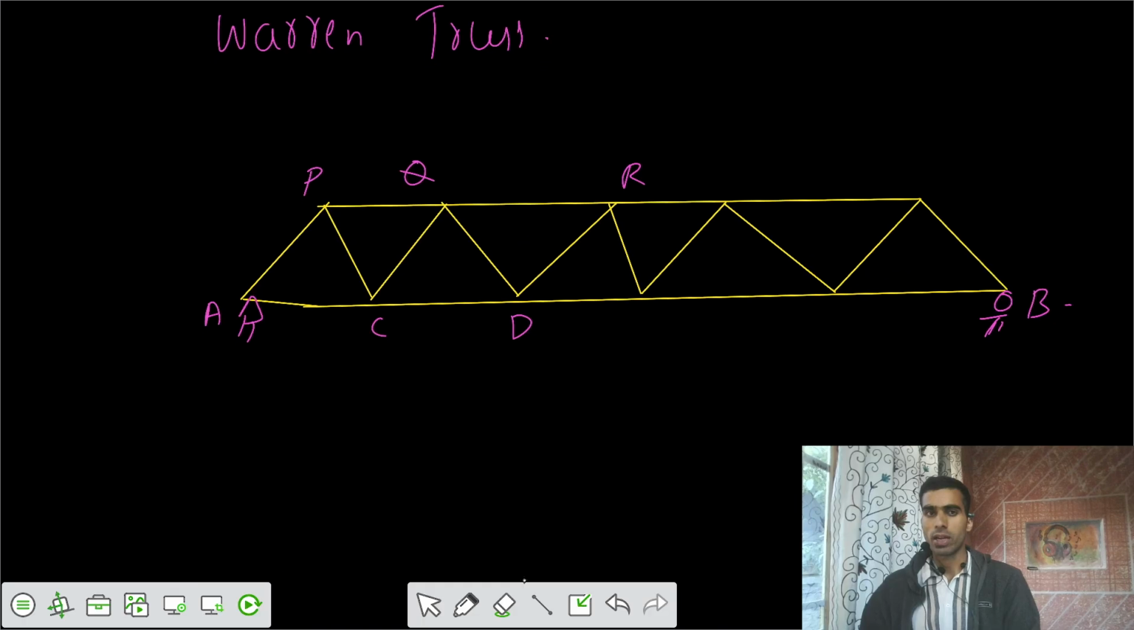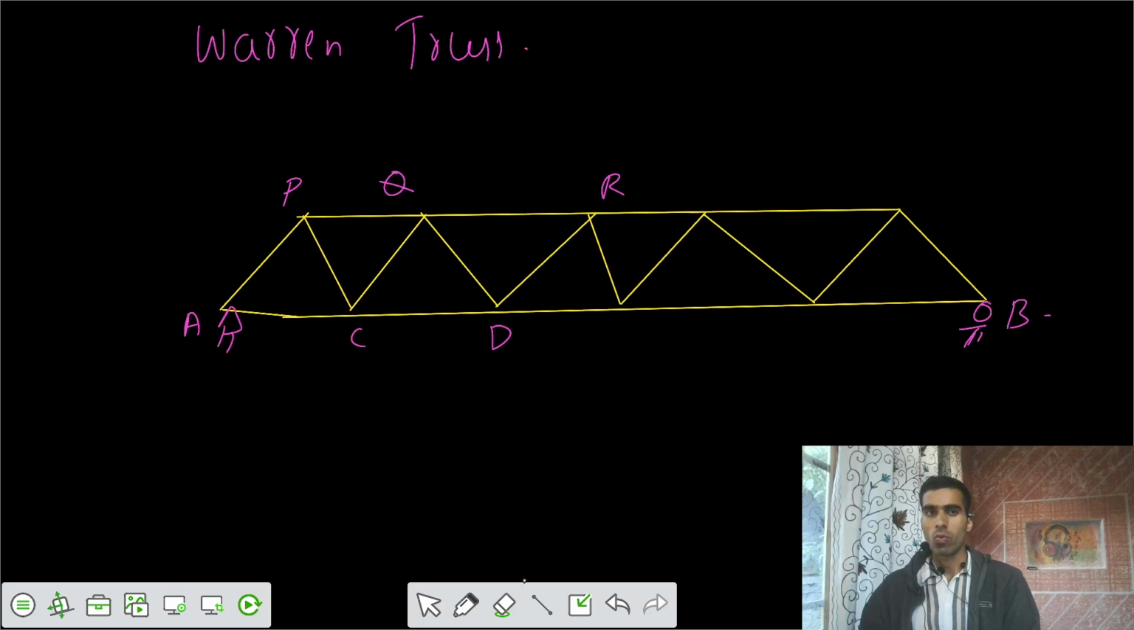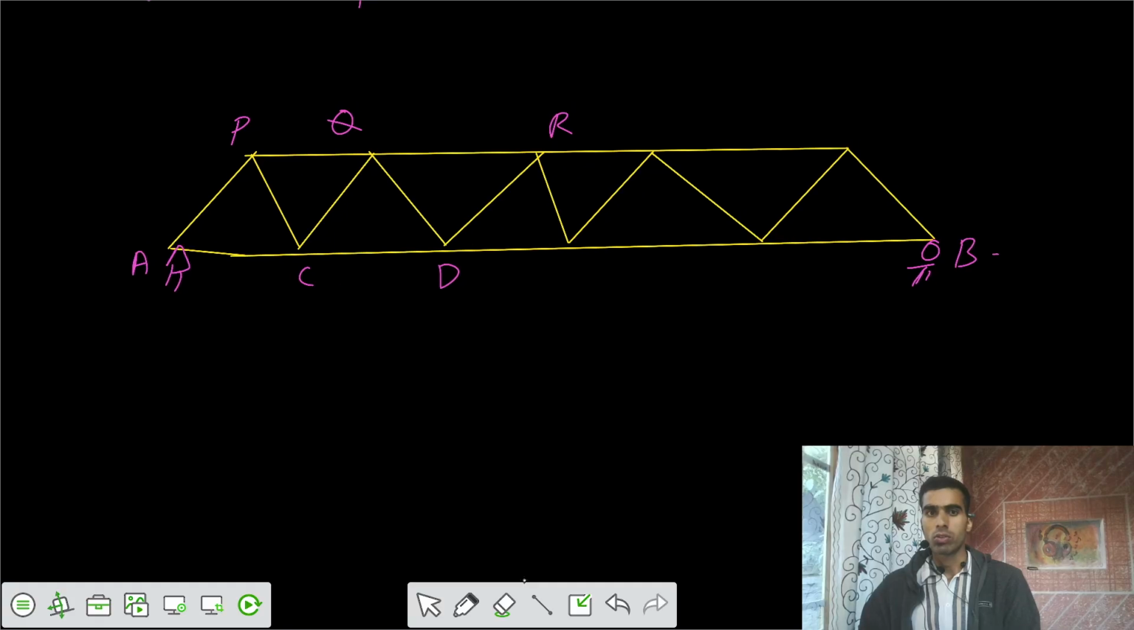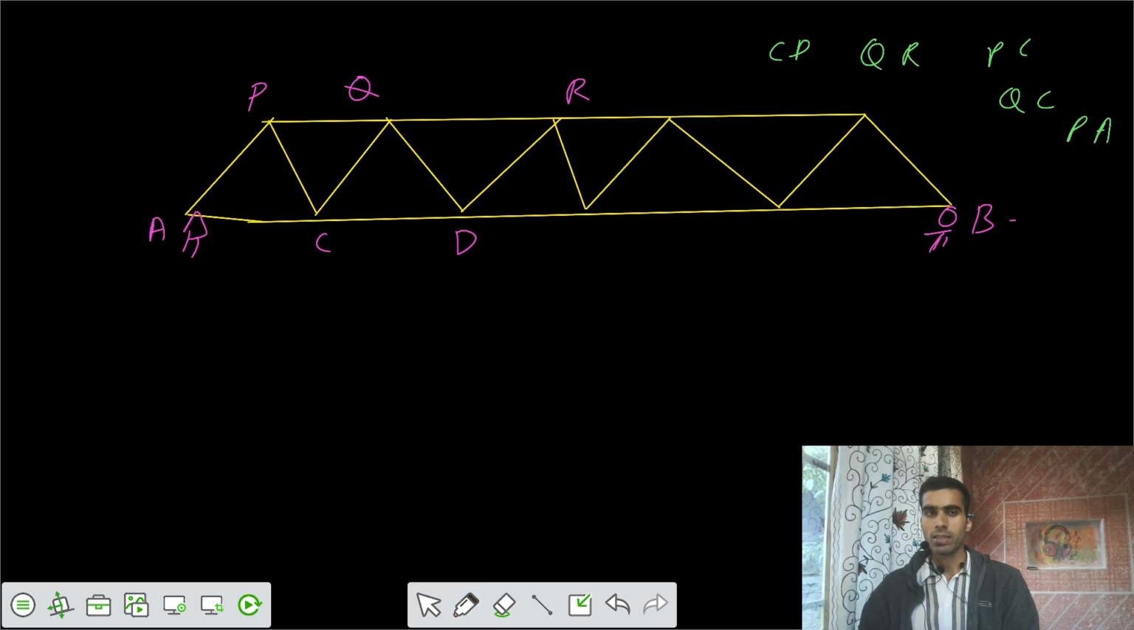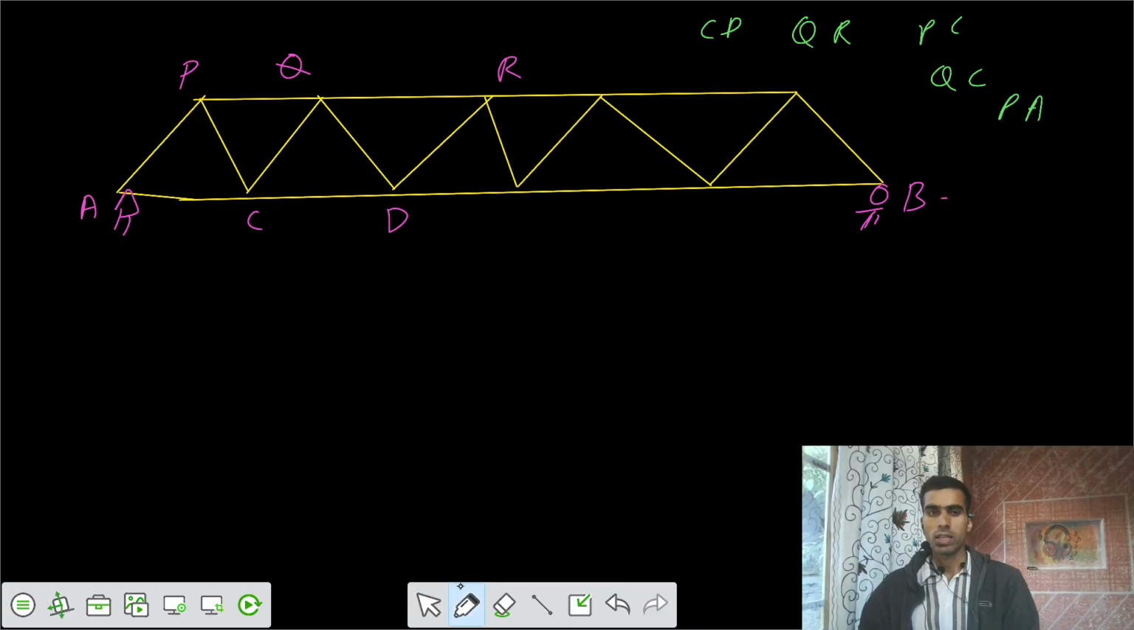Let's take the first kind of truss, the Warren truss. You need to get the ILD for the members. We say member one, that's CD. After that, you need to get QR, PC, QC, PA. These members we have to get. Let's take the first one, that's CD.